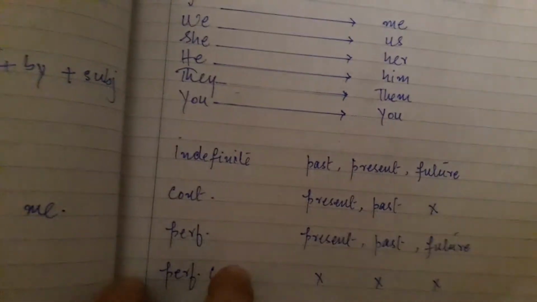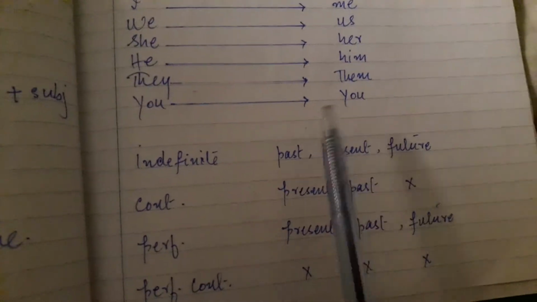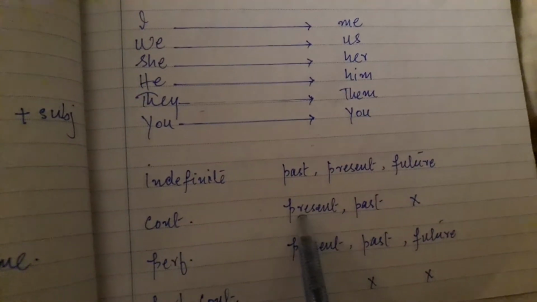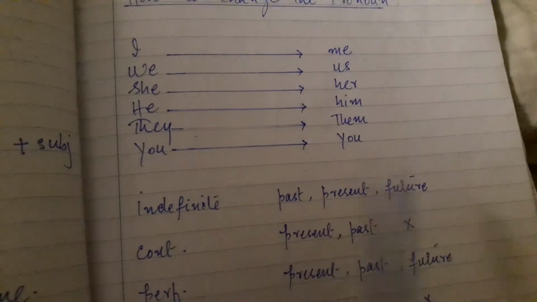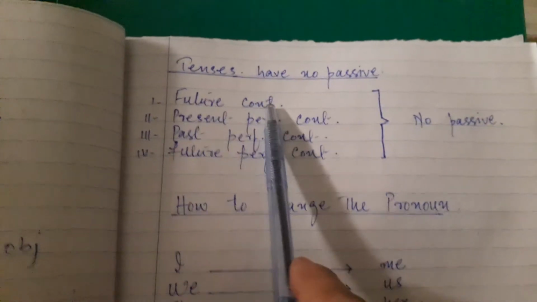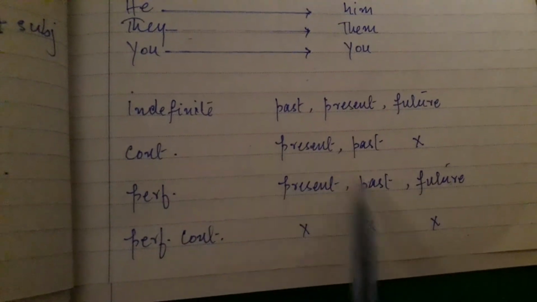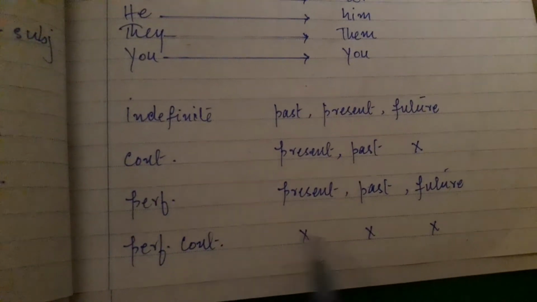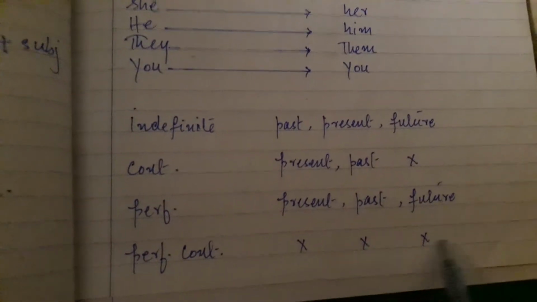Now let's see how many tenses we'll do when we are changing active into passive. Indefinite: we will change past, present and future indefinite into passive voice. Continuous: we will change present and past continuous into passive. There is no passive for future continuous, as I told you. Future continuous, no passive. Repeat: future continuous, no passive. Perfect tense: present, past, future perfect tense will have to be changed into passive voice. Perfect continuous: all the three, present perfect continuous, past perfect continuous, future perfect continuous, have no passive.